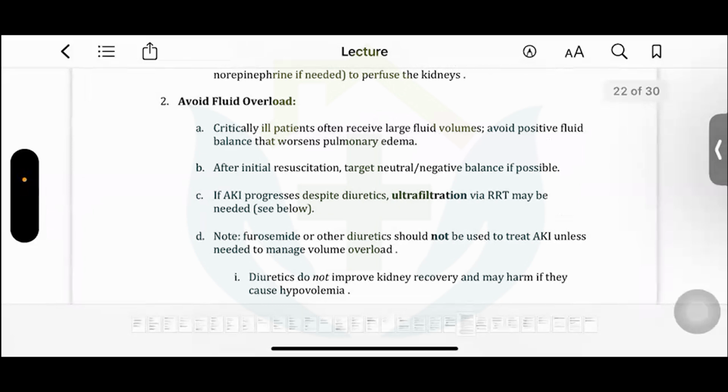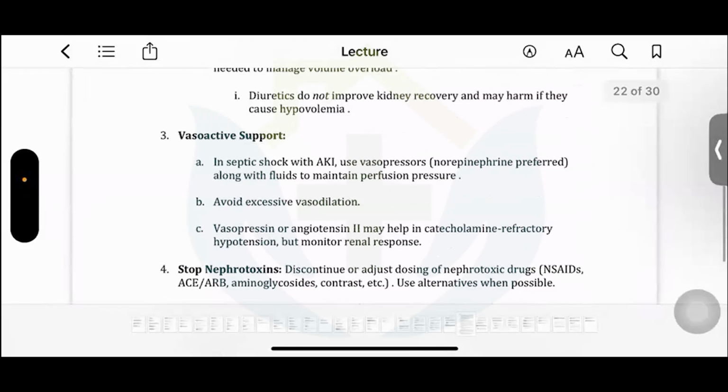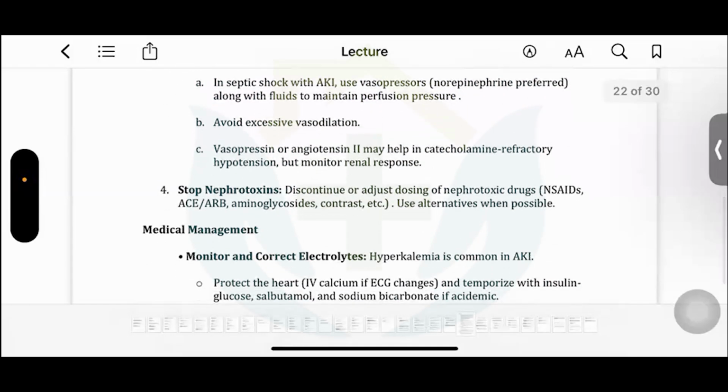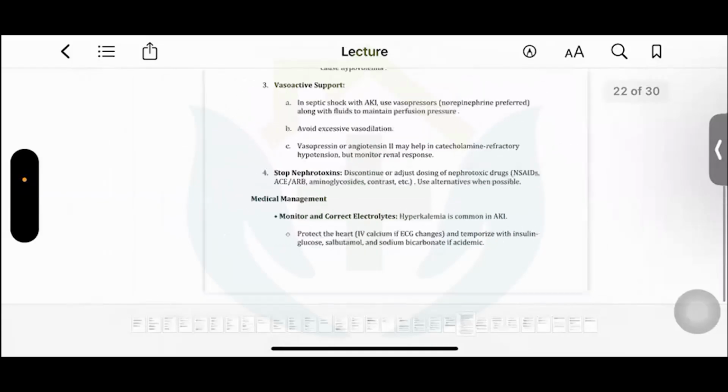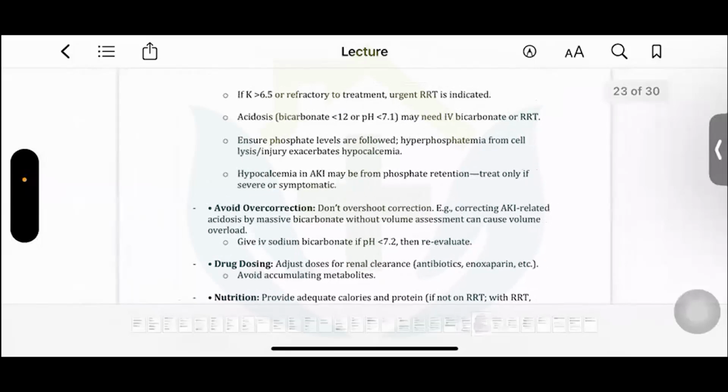That is the dictum. If AKI progresses despite diuretics and fluids, ultrafiltration via RRT early has to be considered. Give good vasoactive support. Mean arterial pressure has to be maintained above 65. Using vasopressin or angiotensin 2 may be a thing of the future, but it will soon come in the guidelines. Avoid all kinds of nephrotoxins. Monitor and correct the electrolyte imbalances. If potassium is 6.5, forget about everything, go for hemodialysis. If acidosis is there, go for hemodialysis.